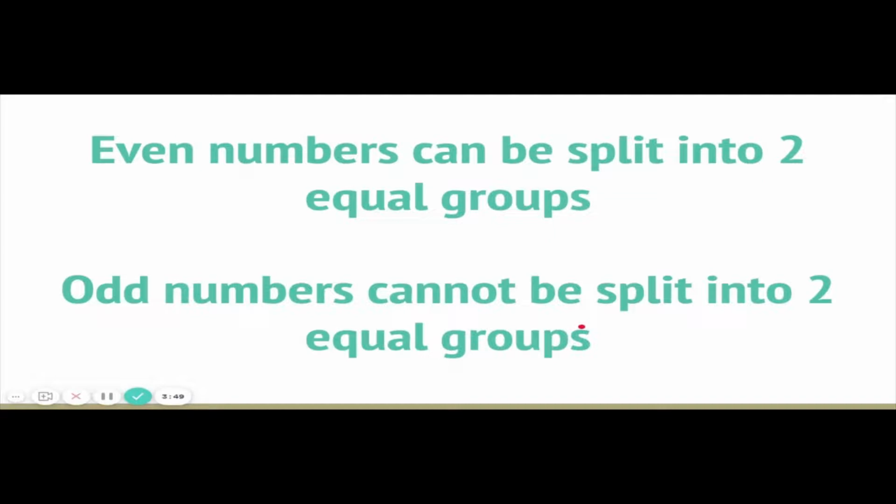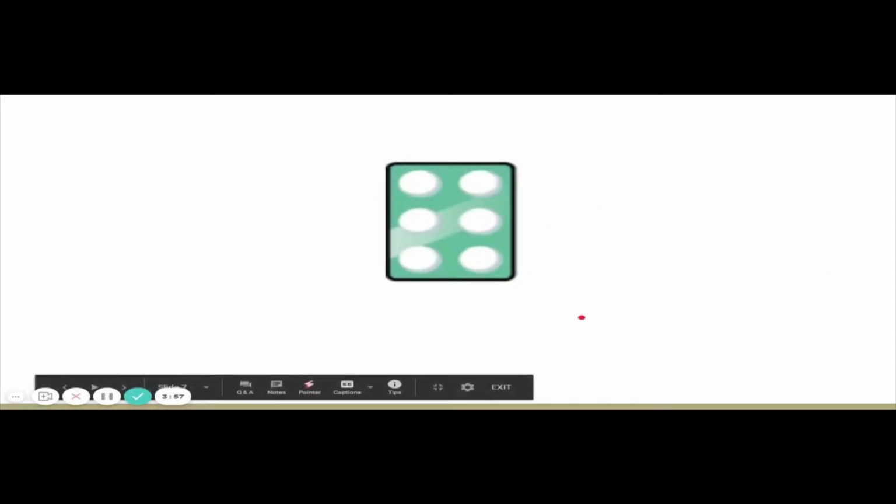Even numbers can be split into 2 equal groups. Odd numbers cannot be split into 2 equal groups. Let's have a look at an example. Here is the number 6. I'm going to split my number 6 down the middle to make 2 groups. Are my 2 groups equal? Yes, they are. 1, 2, 3, 1, 2, 3. So 6 is an even number.